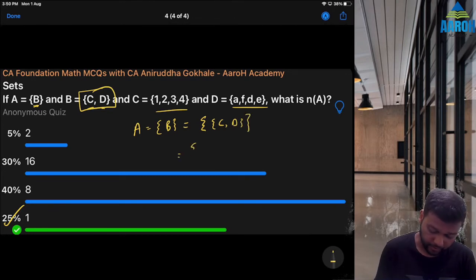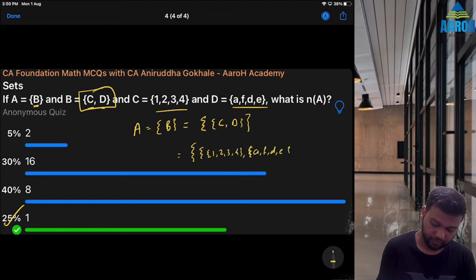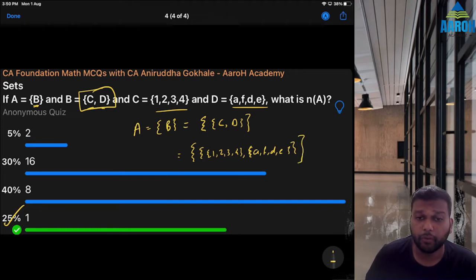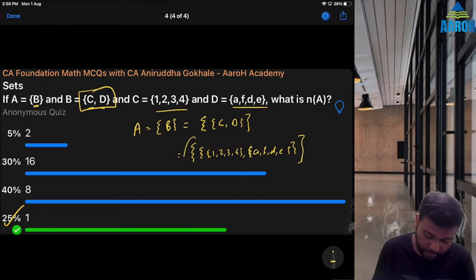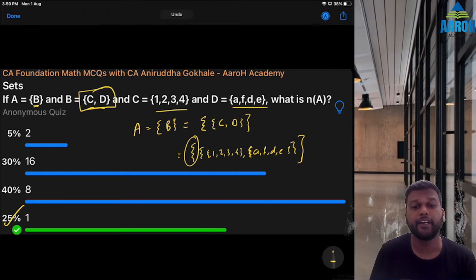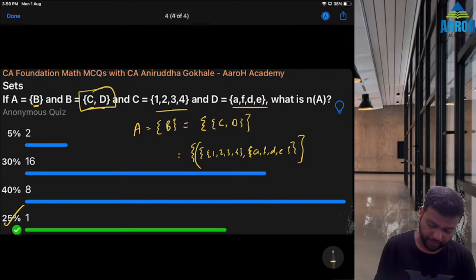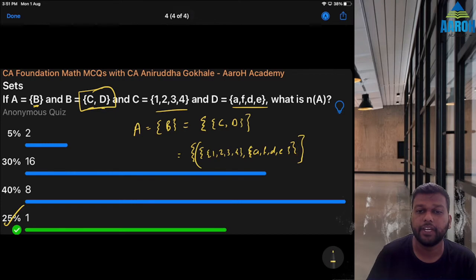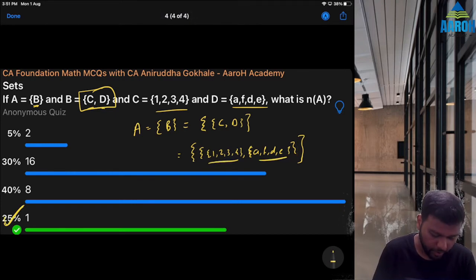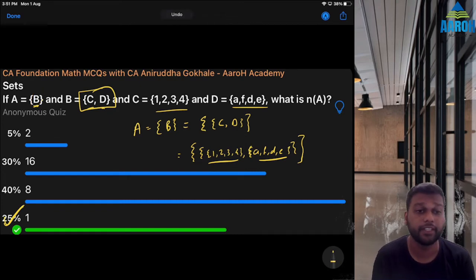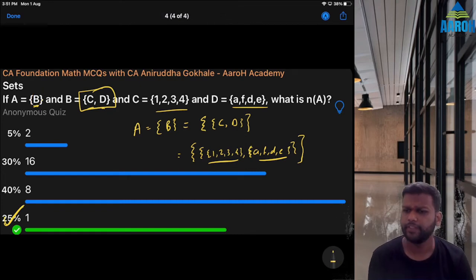Then C is what? 1, 2, 3, 4. D is what? A, F, D, E. So if you observe, A is the outer set. It still contains only one element, which is this B. Set B is what? This C and D. So N of A is still 1 because A has only one element. It does not matter what is there in B and C and D. Okay. Fine. So I hope this is clear.